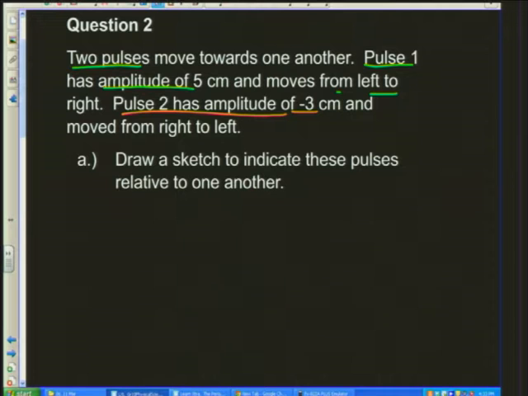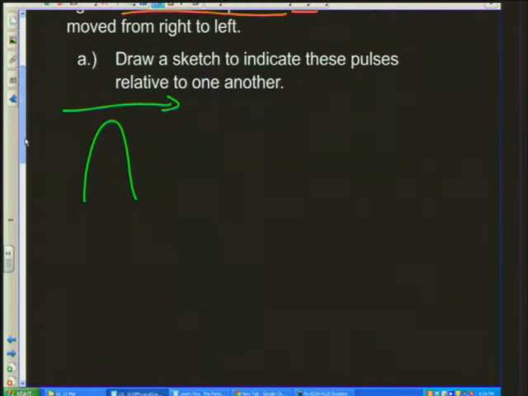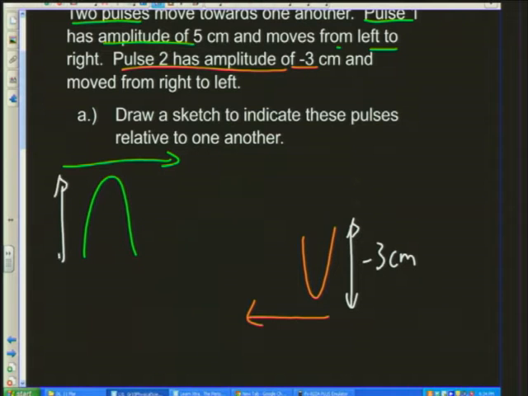We're going to say this one has an amplitude of 5 centimeters, and it's just a pulse like that, and it's moving from left to right. And this one has an amplitude of -3. Now, I haven't got a scale here, but I'm going to just approximate it like that, and it's moving in that direction. Okay, makes sense. When we say, why did you draw it like that? Well, that's negative. That distance there is -3 units, centimeters. If I was on a grid, then I would draw it like this. This one, I'm just sketching. This one is 5 centimeters above. Now, what it says, draw a sketch to indicate these pulses relative to one another, and that's what I've done.